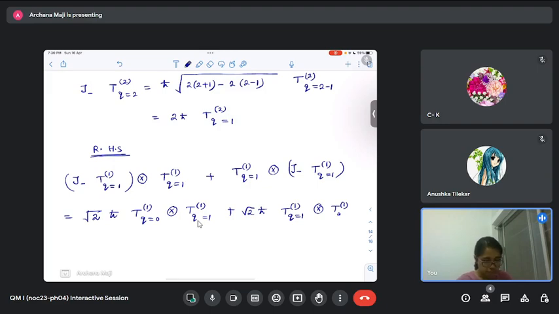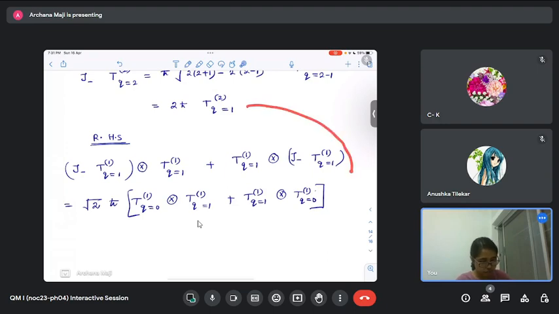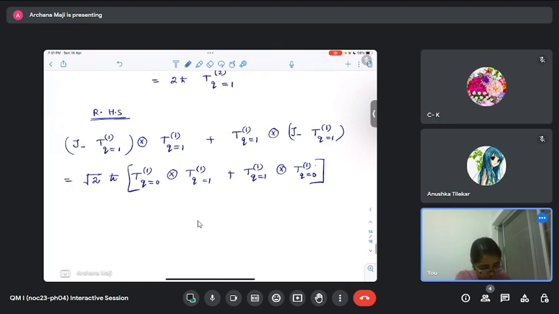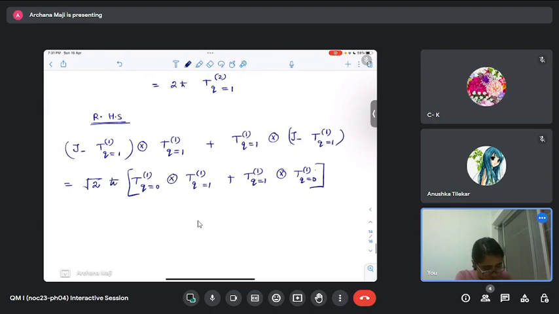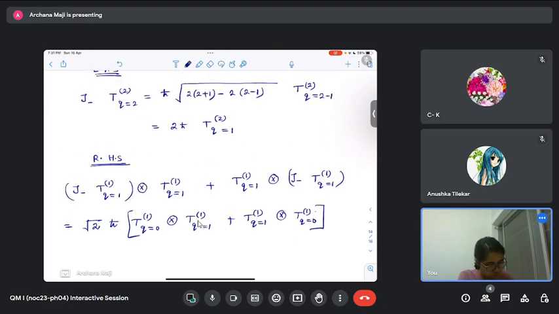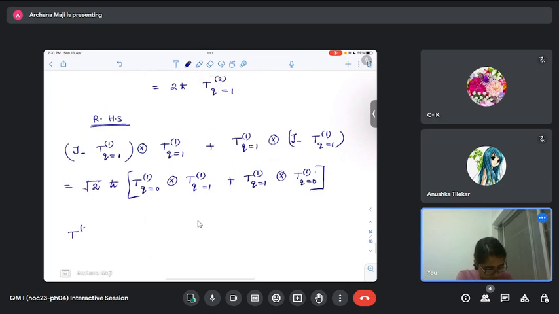Now we compare both sides, LHS equal to RHS. So in terms of T2 q equal to 1 is equal to h cross by 2, it will become h cross over square root 2, because 2 is here on the left hand side and the right hand side is having square root 2, so h cross over square root 2.